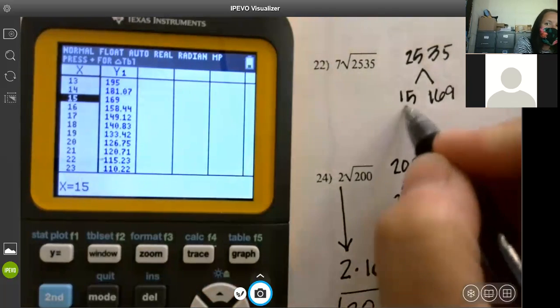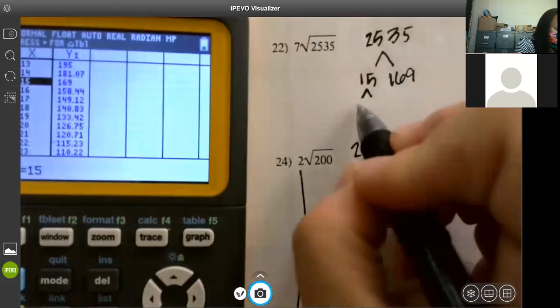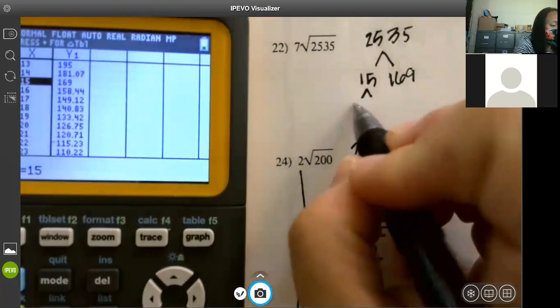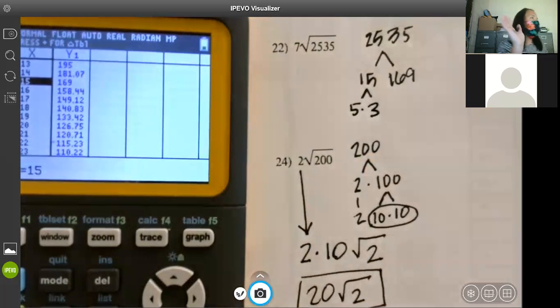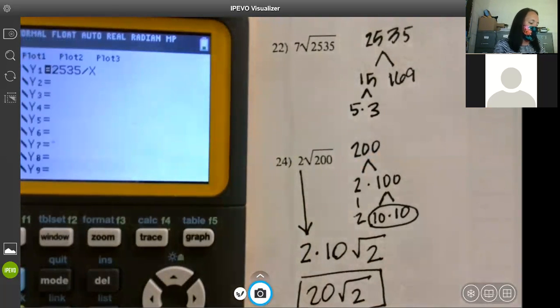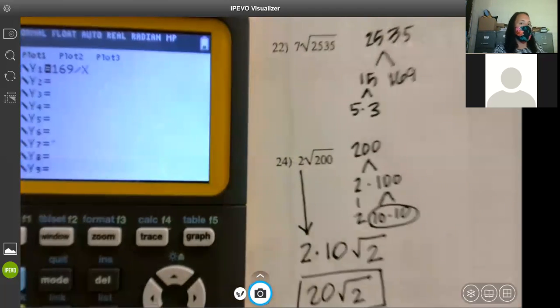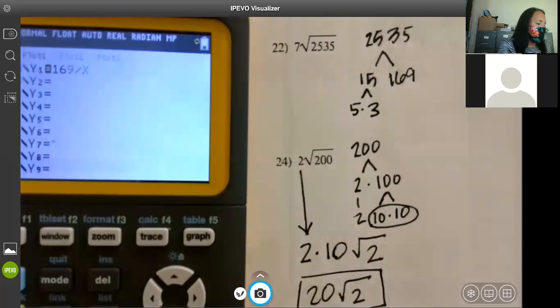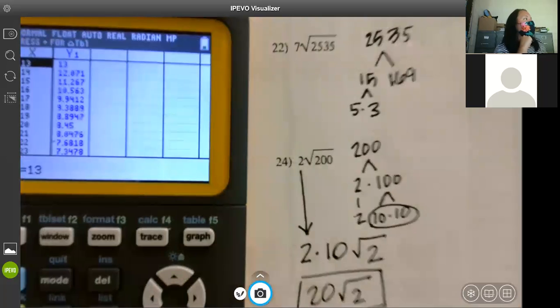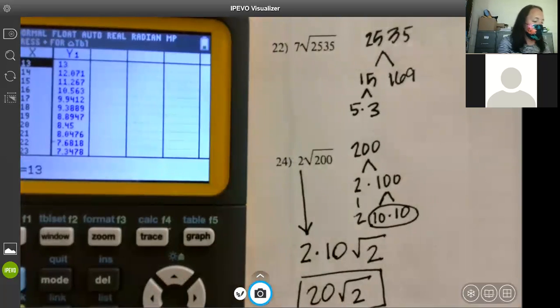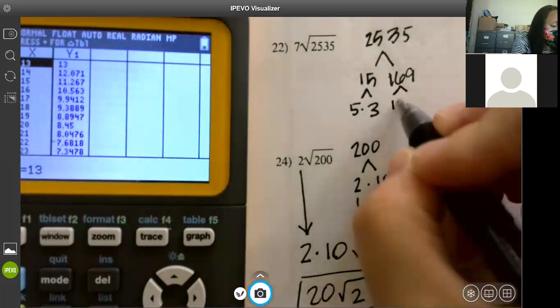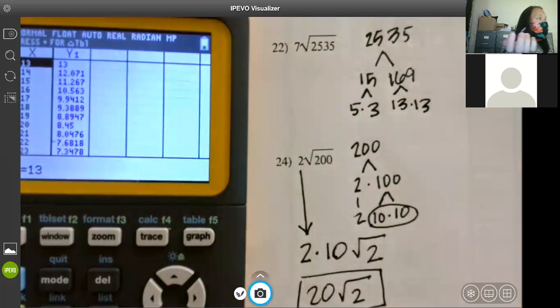So I know 15 is what? 5 and 3. But 169 is the one I'm having trouble with, right? So go back into your y equals and change this into 169 divided by x. So you might have to do it twice if you can't find some good factors, and that's okay. So then I'm going to, oh, look at that. What are my factors of 169? 13 and 13, which is what? We already have a pair.